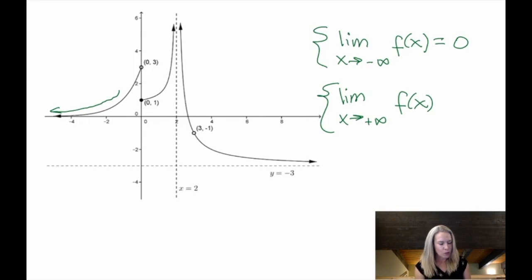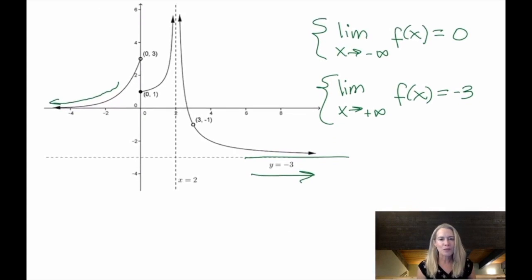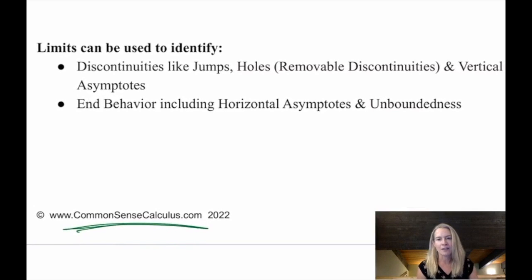And then going off towards the right-hand side, as x gets bigger and bigger, we see that the curve is getting closer and closer to this horizontal asymptote at -3. So y equals -3 would be the asymptote, -3 would be the limit. So as you proceed in your calculus course, you'll find that limits can be used to identify all kinds of discontinuities like jumps and holes in vertical asymptotes, and like we just looked at, end behavior including horizontal asymptotes and unboundedness.